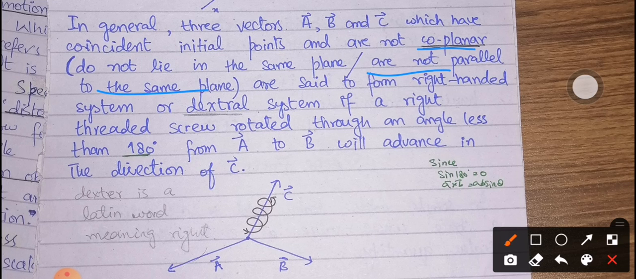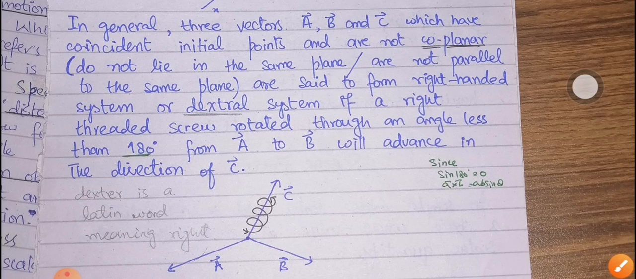For the three vectors a, b and c, if I rotate my screw from a to b, and it moves in the direction of c, then we say that a, b and c are making a right-handed system. Why is it named a dextral system? Because dexter is basically a Latin word whose meaning is right. That's why it is also named a dextral system.